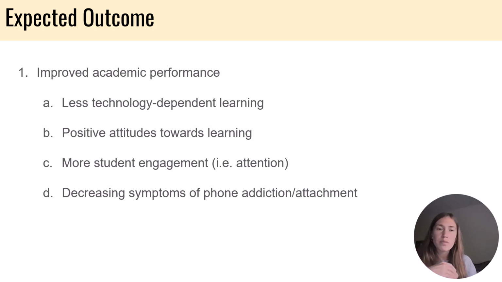So, expected outcome, overall, first and foremost, you want to see academic performance improve. How can it improve? You need to have less technology-dependent learning. As I said before, technology should not be the only way of learning the entire class period.